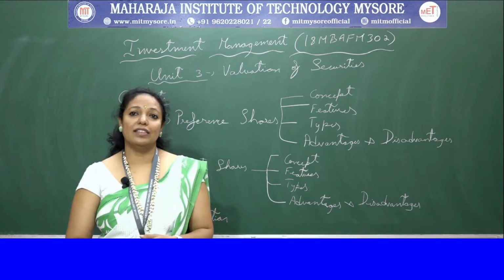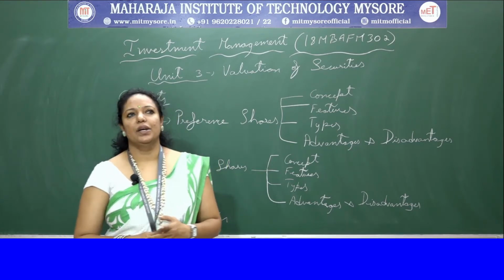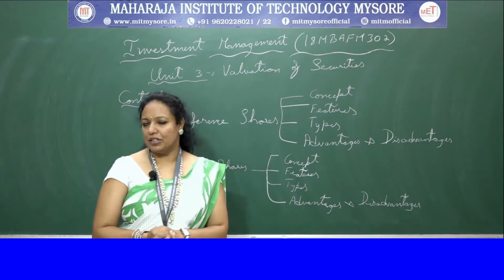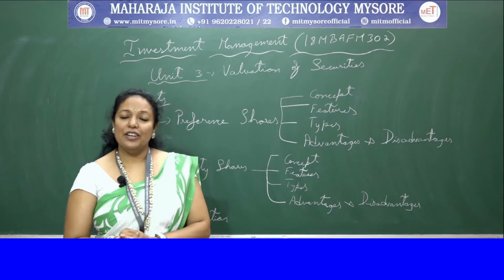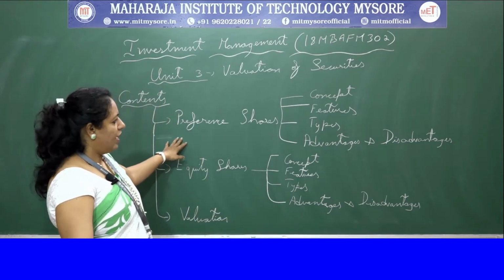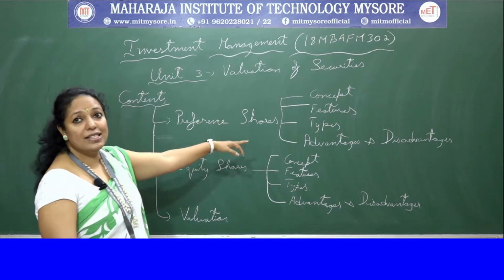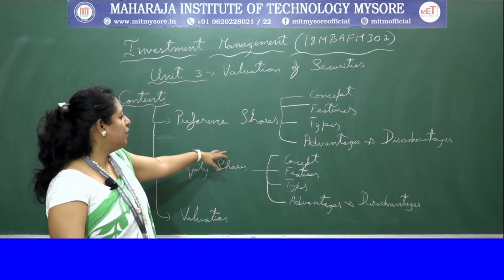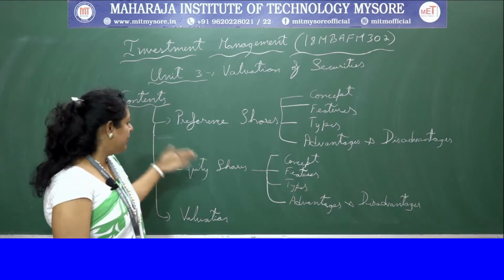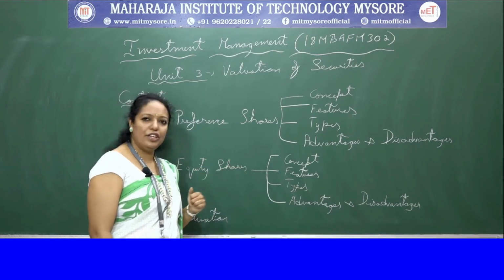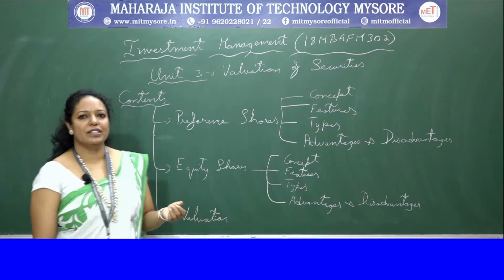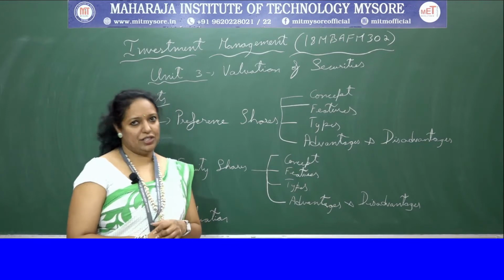Previously we have done the theory of Unit 3, which is the bond management strategies, bond valuation and bond duration. In today's class we will be discussing the preference shares and the concept, features and types of it, and we will be discussing the advantages and disadvantages of it, and we will be discussing equity shares, the concept, features, types and advantages and disadvantages, and then we will be discussing its valuation.